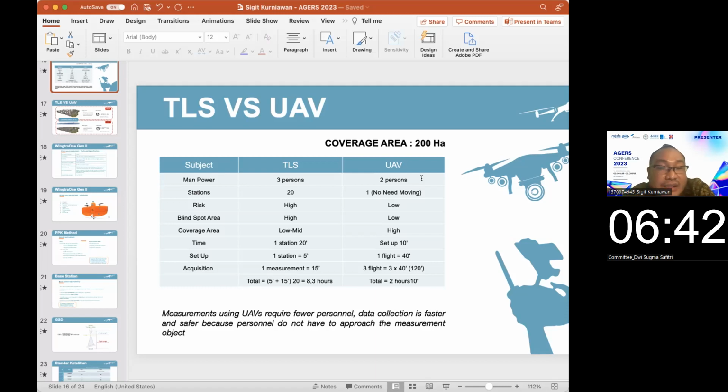And the risk for TLS is high because the position of the station may be in a high risk area, like on a high wall and under a critical slope. We can see here the total time in the data acquisition for TLS, we need 8.3 hours, but with UAV, the total time is only 2 hours and 10 minutes.